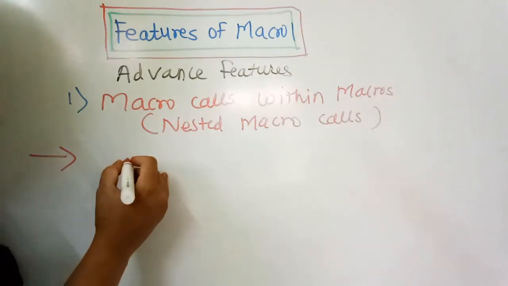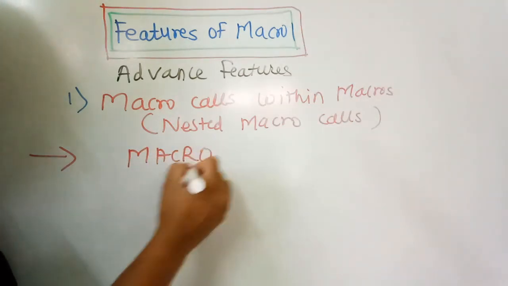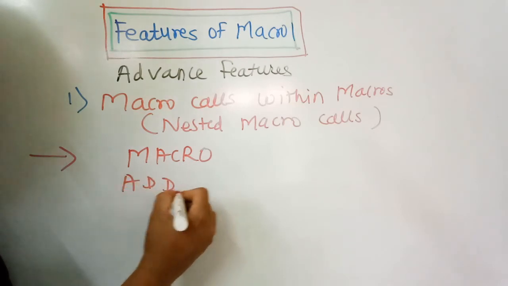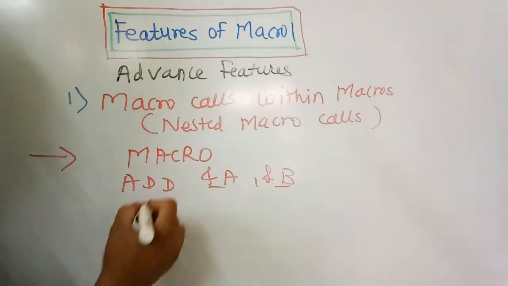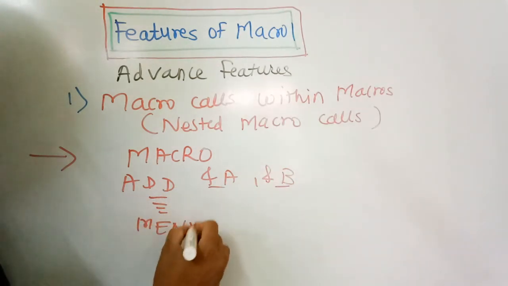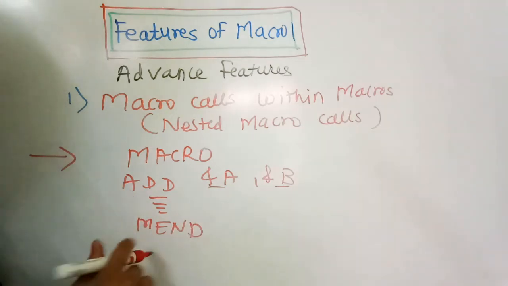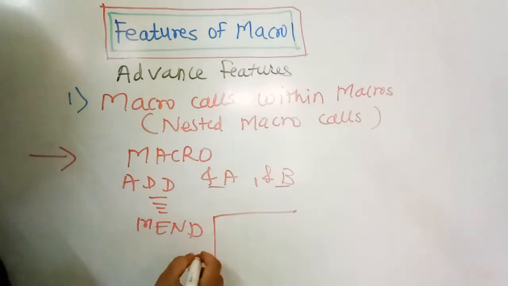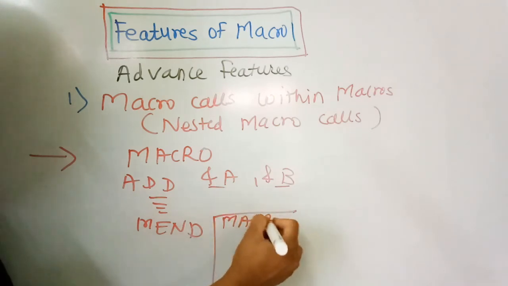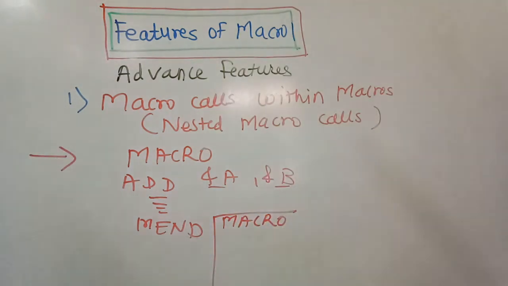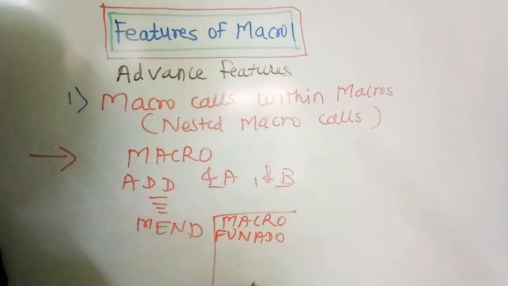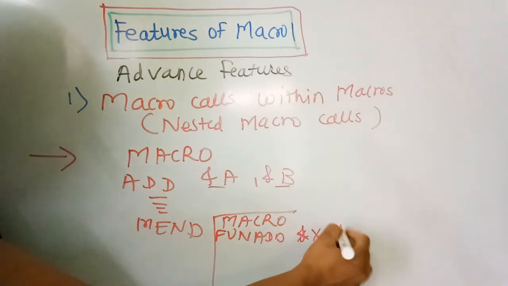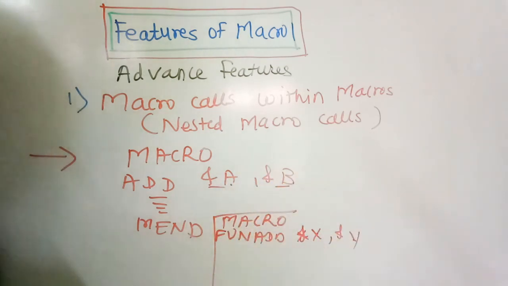Means for example, one macro is there and it is MACRO ADD ampersand A ampersand B. This is the macro and having the parameters A and B. Some procedure is there and MEND is there. Means first of all this macro is defined. Then in the next part, if you are taking the next macro, and you are calling the function ADD with the parameters ampersand X ampersand Y, means this A and B are replaced with X and Y.